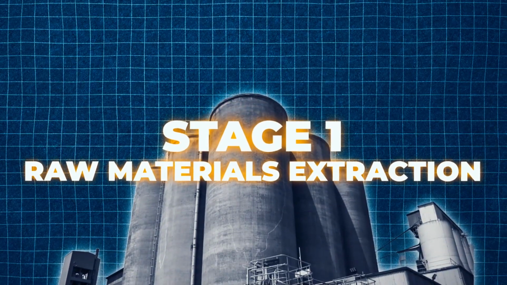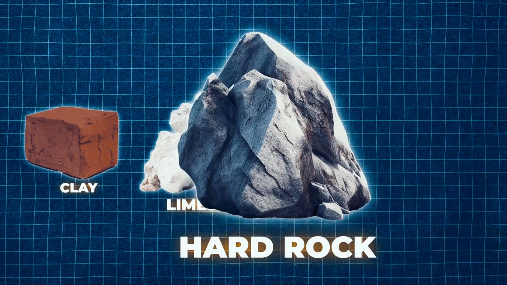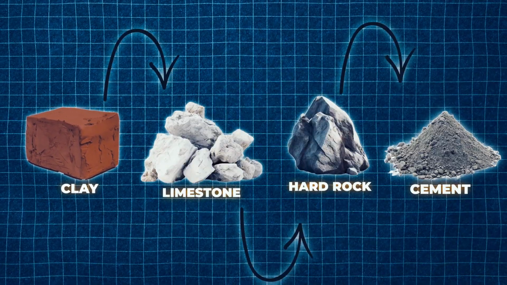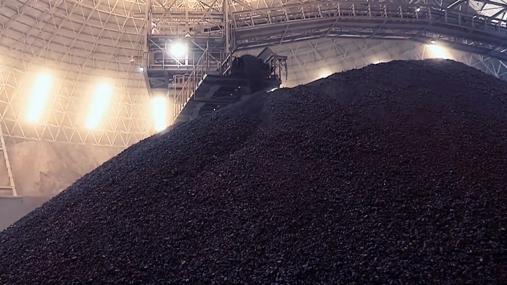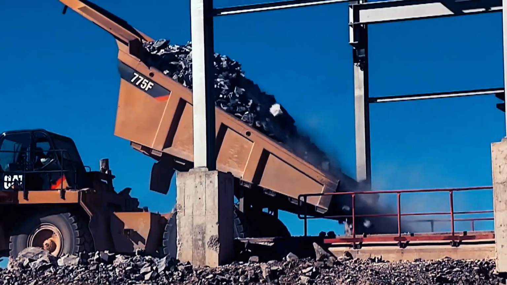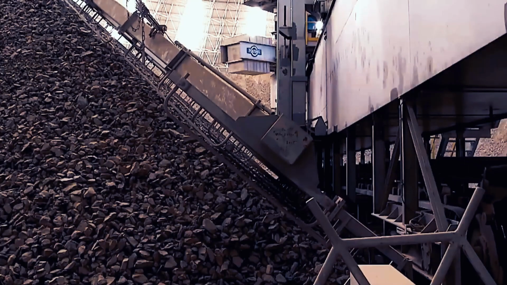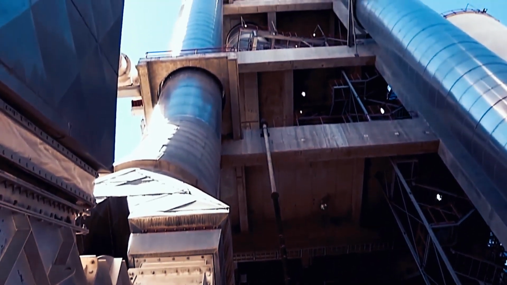Stage 1. Raw materials extraction. Soft rocks like clay and chalk and hard rocks like limestone and slate are the main things that are used to make cement. The rocks are quarried and then taken to a place where they are crushed. Dry goods are usually moved by trucks, train cars, or conveyor lines, but it depends on the location. Pipelines are sometimes used to deliver those that are wet.